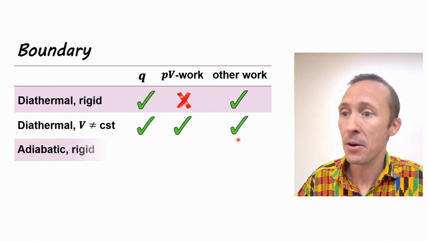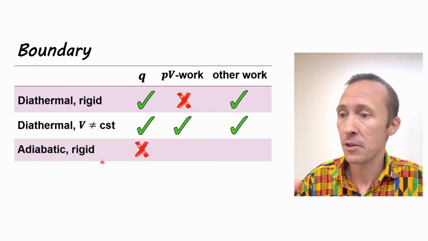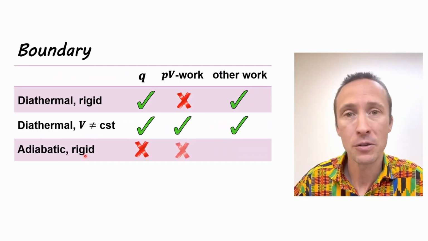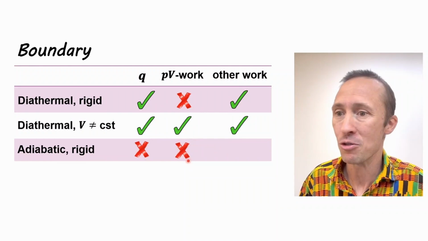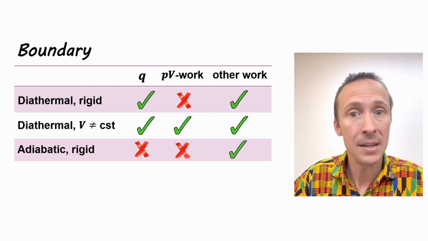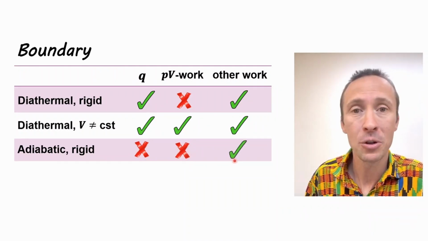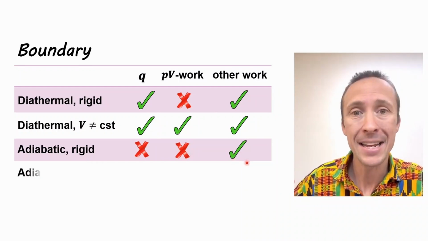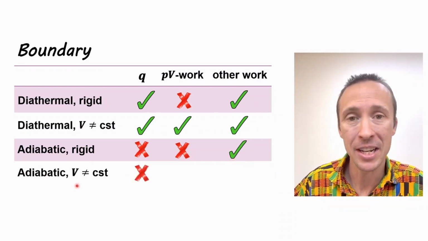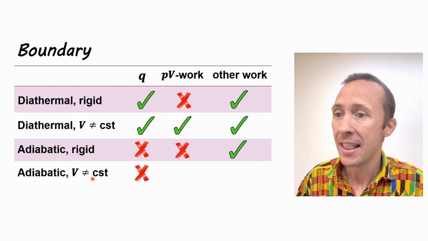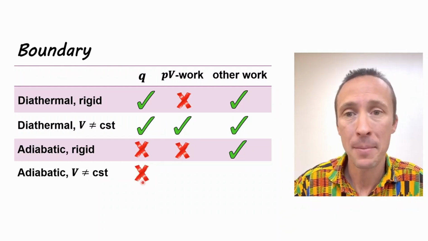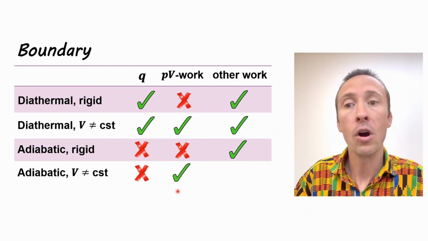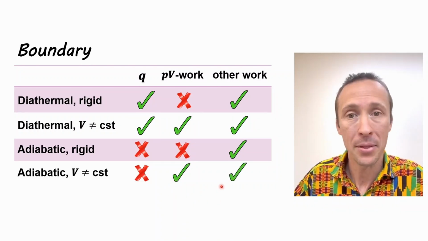An adiabatic boundary does not allow for heat transfer because that's what adiabatic means. If it's rigid, it doesn't allow for pressure volume work because it can't expand or contract, but other work may be allowed if we have electrical work or anything like that, depending on the process. If that adiabatic wall is not rigid, it can expand or contract, then even though heat transfer is not permitted, it may allow for pressure volume work or other work depending on the process.